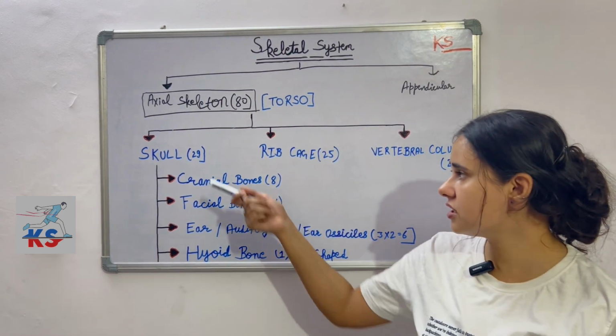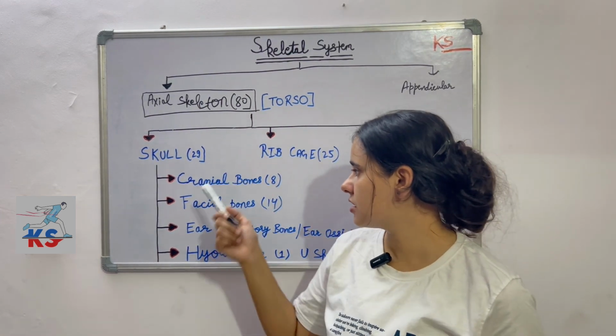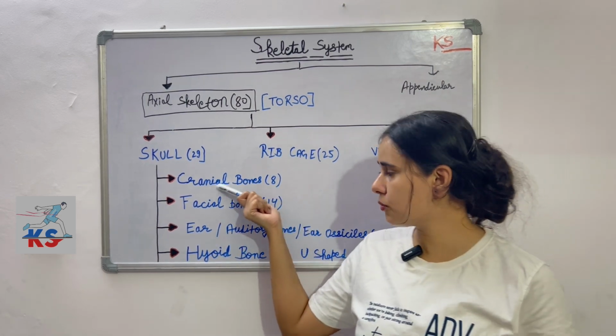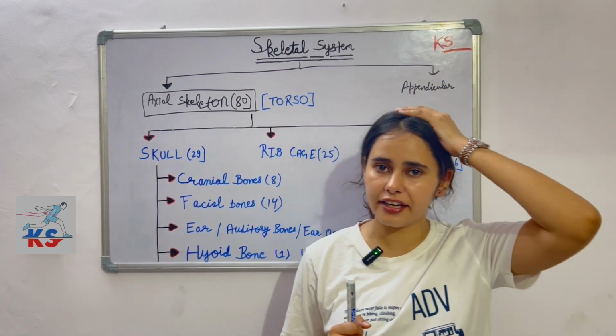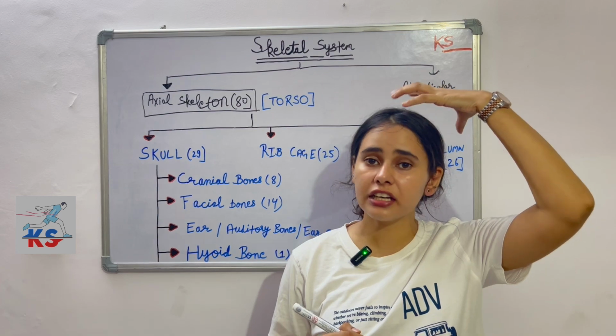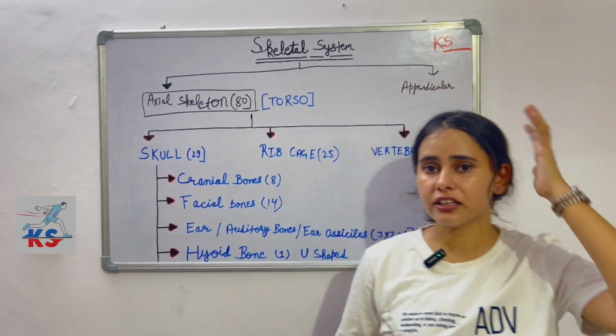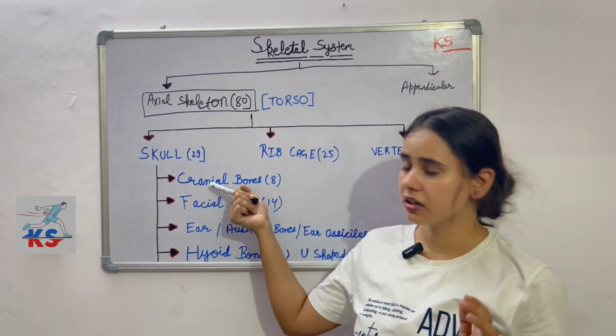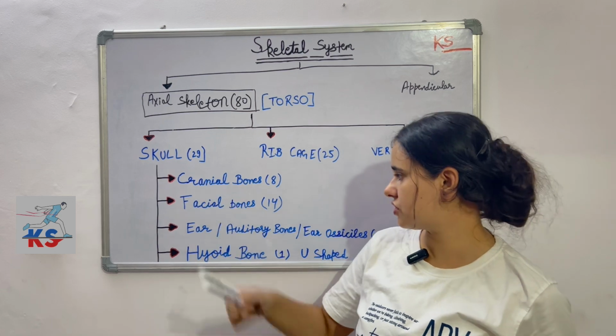So let's start with the skull. Now the skull has cranial bones. Cranial bones are the bones of our head. Our head is also called the cranium. Okay, so there are 8 bones present in the cranium. Those are called cranial bones.